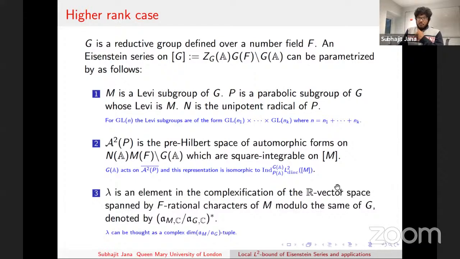And then finally, we have the complexified R vector space of the F-rational characters of M, whose generic element we denote by lambda. The space we call a_M mod a_G, or the complexified version is a_{M,C} mod a_{G,C}. So in practice, you might just consider lambda to be a tuple of dimension a_M mod a_G.